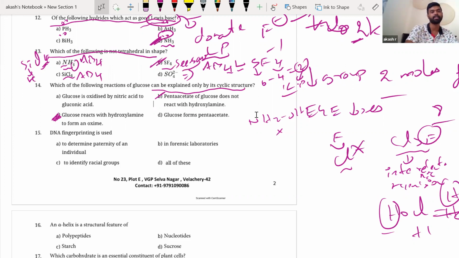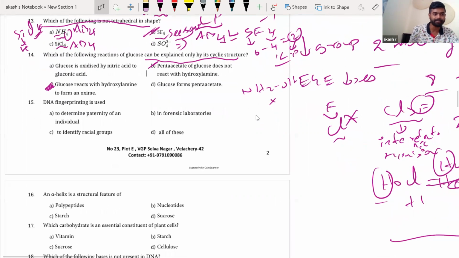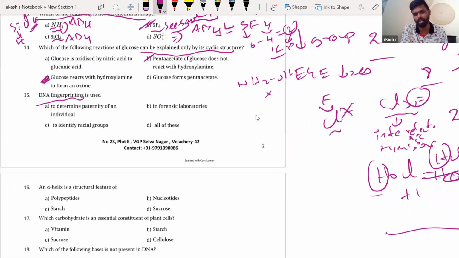Okay, next. DNA fingerprinting. Right, even though this was not taught to you, I don't know if the other sir who taught you was teaching it in the DNA fingerprinting and all. Okay, DNA fingerprinting, we know, right? What and all we use it for? Determining the paternity of the individual.